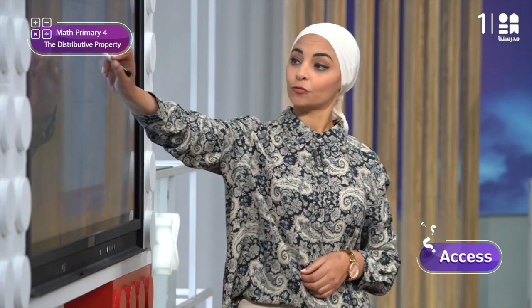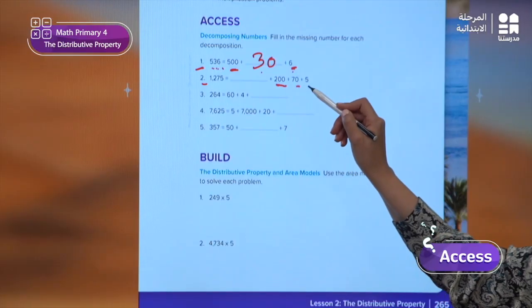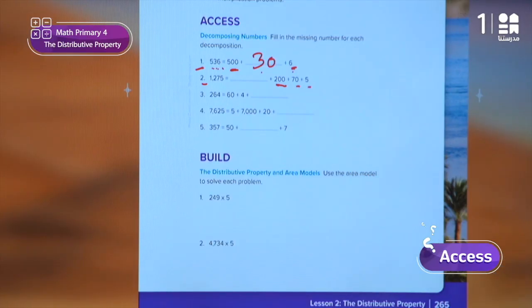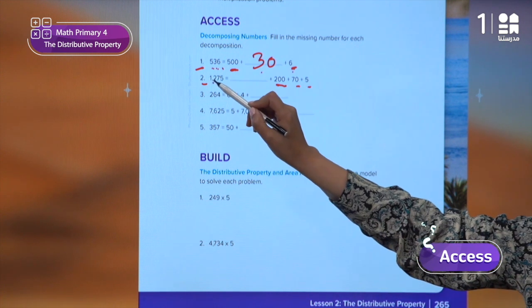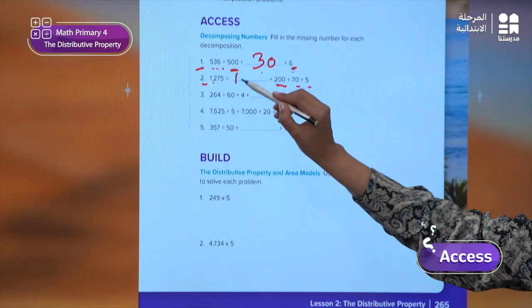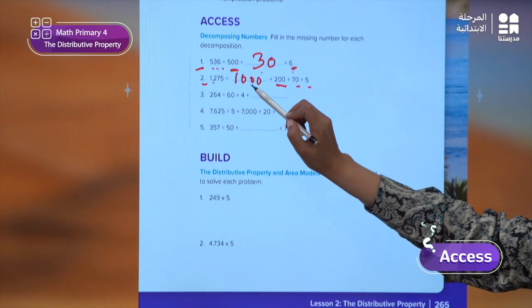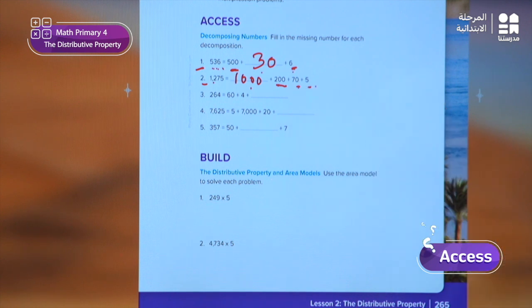Okay, and now let's move to problem number 2. I will cross out 5, 7, and 2. Why? Because their values are known. 200 plus 70 plus 5. Okay, what is the missing number? The missing number, as we can see, is 1. In which place is the 1? The 1 is in the 1000th place, so its value is, of course, 1000. So look here, 1275 equals 1000 plus 200 plus 70 plus 5.